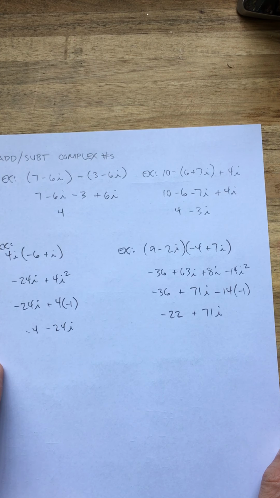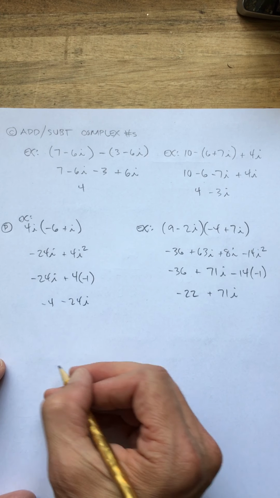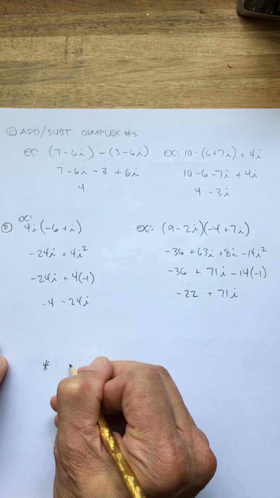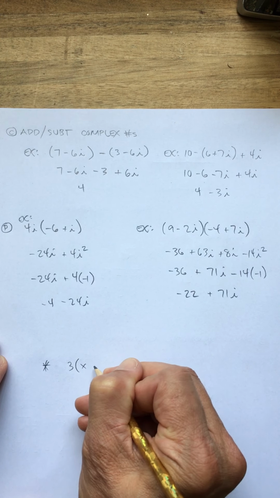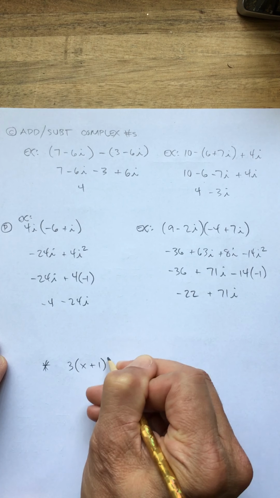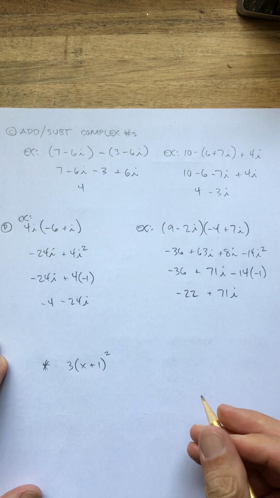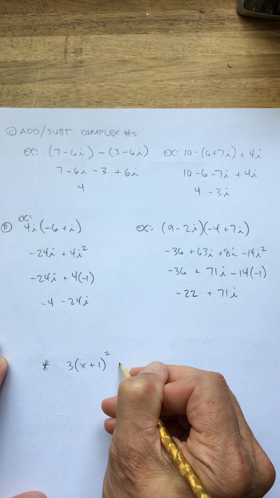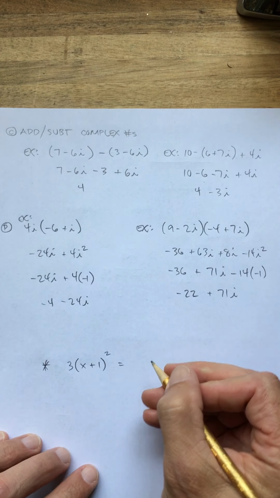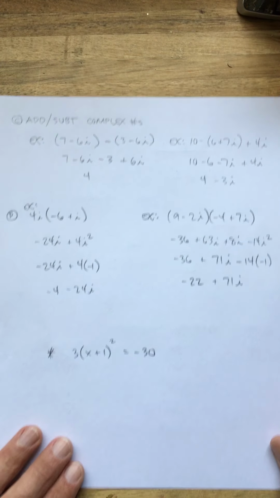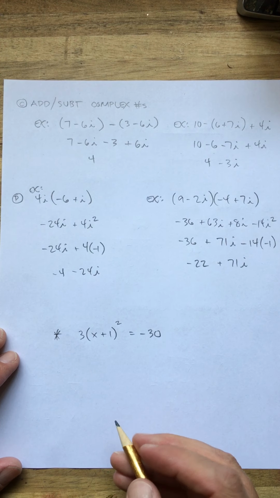All right, there's one more thing I want to show you. I'm not sure if you're going to run into this, but just in case, check it out. Here's an extra little thing. What if I have something like this? 3 times x plus 1 squared, okay, equals, let's see, negative 30, okay? Let's just try this really fast, then I'm done, I promise, okay?